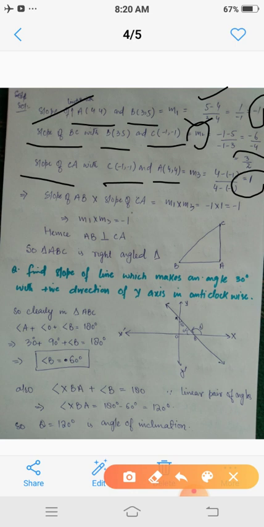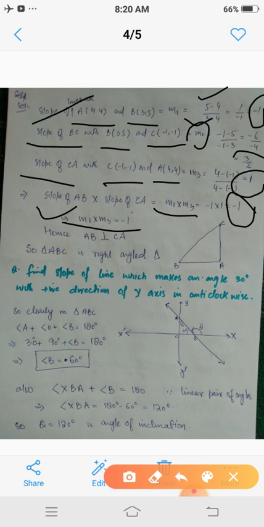So for the three sides we have three slopes, -1, 3/2 and 1, which implies that the slope of AB into the slope of CA equals m1 into m3, which is -1. So this means that here we have two lines such that the product of their slopes is -1.